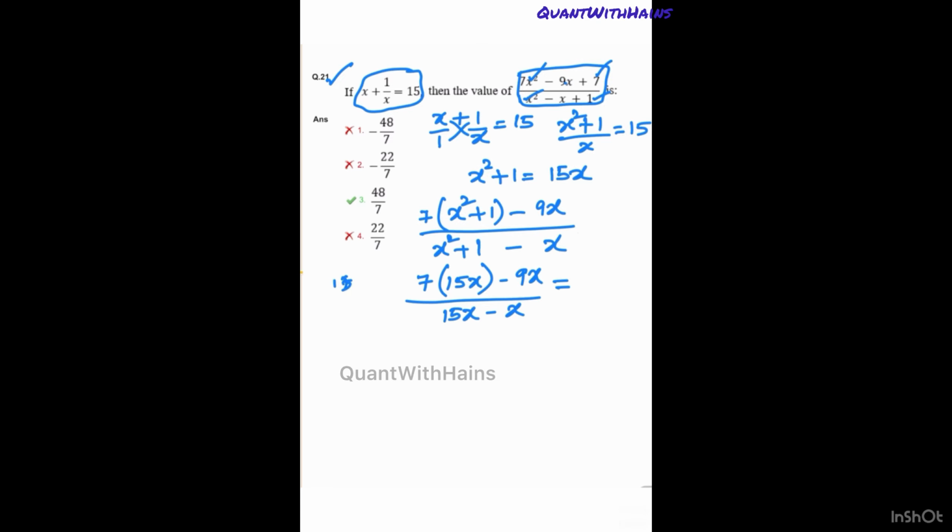15 sevens are 105x minus 9x by 14x. Here 105 minus 9, 96x by 14x. x gets cancelled obviously. 2 sevens are 14, 2 fours are 8, 1 left, 8. So our answer is 48 by 7. Option 3. This comes under the topic of simplification, algebra.